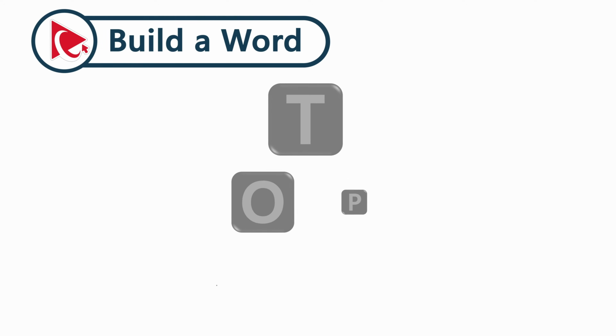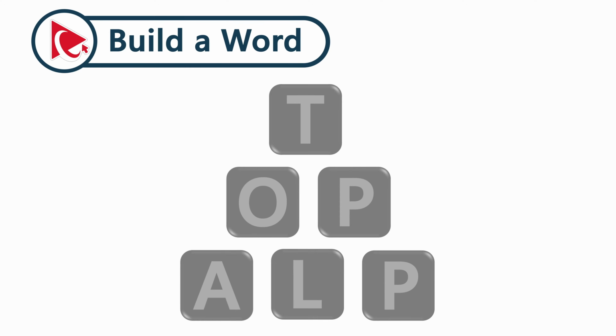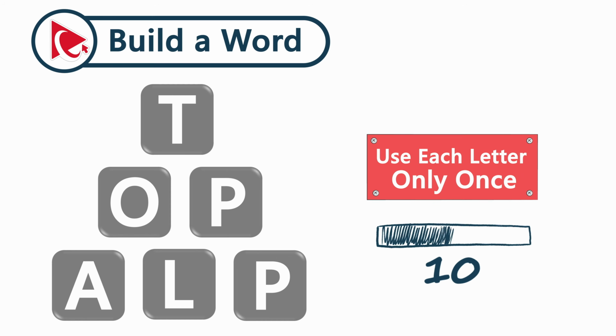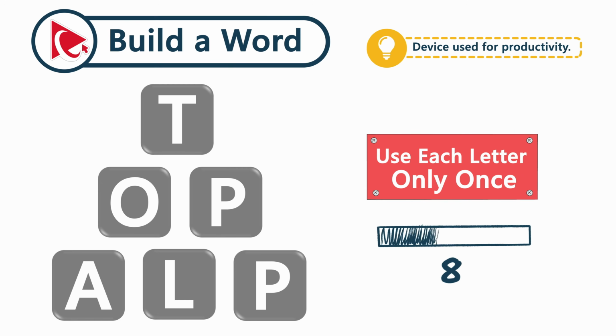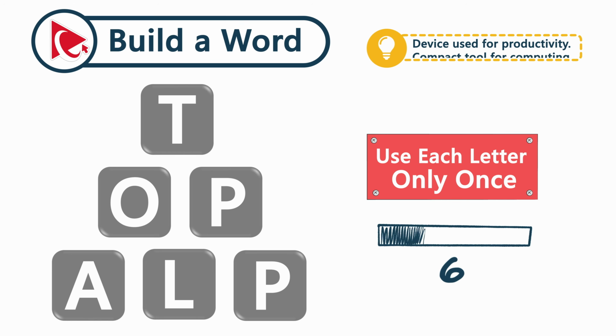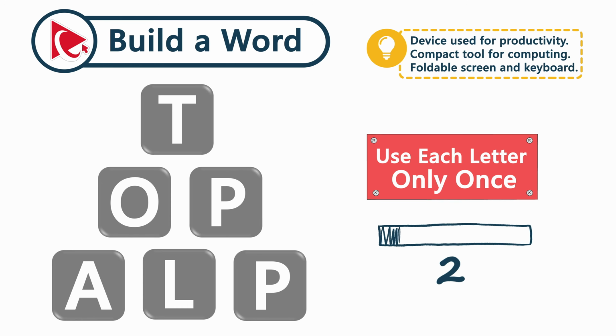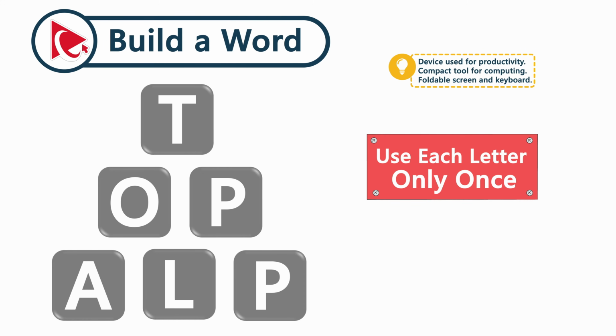In this question, you're presented with 6 letters, and you need to build an English word. The letters are T, O, P, A, L, P. Here are 2 caveats though. You need to use each letter only once, and you only have about 10 seconds. Let's get started. Time's up. Do you have your answer ready?